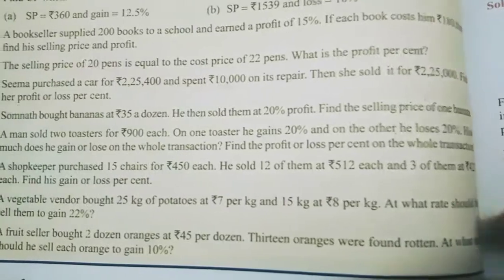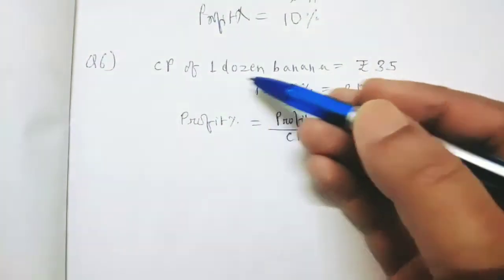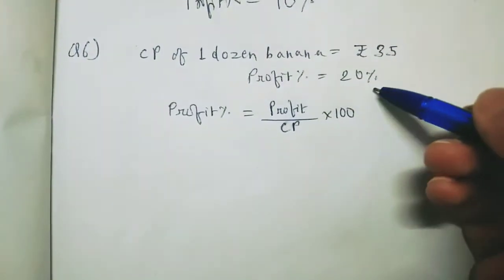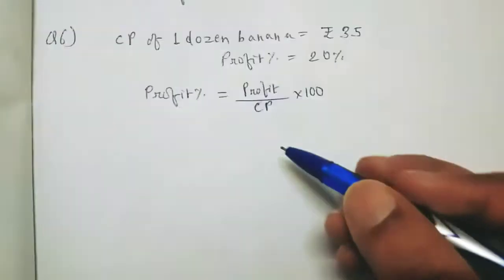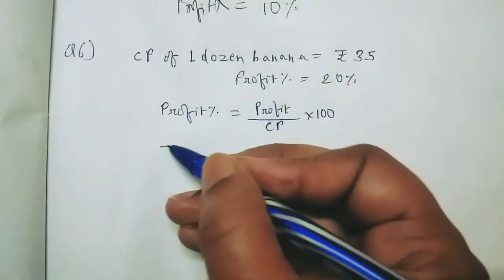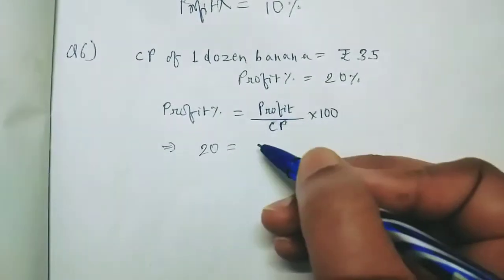So let's start this question. Now you can see here CP of 1 dozen banana equal to 35 rupees. Then profit is given 20%. So now we'll take out the profit first of all. What is the profit now? So put the values here. Profit percent given 20. Then profit you have to find out.